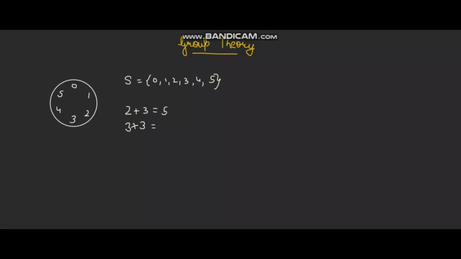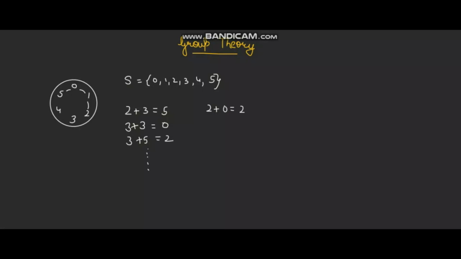But now we are considering this clock. So 3 hours plus 3 will take us to 0. So we get 0. Now 3 hours plus 5, that is we are adding 3 hours to 5. So 1, 2, 3. We come to 2. Okay, so in this way we can add any two numbers in this set and we get a number from the same set.